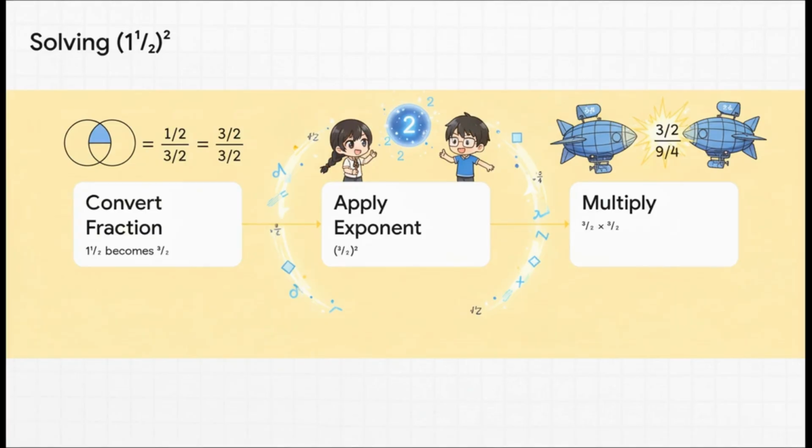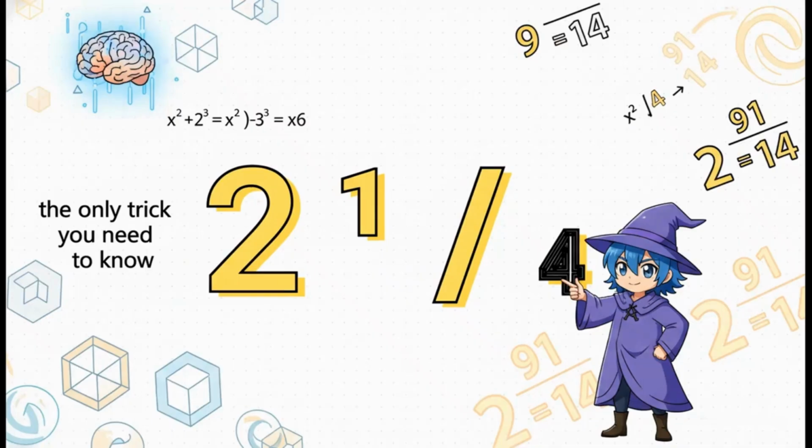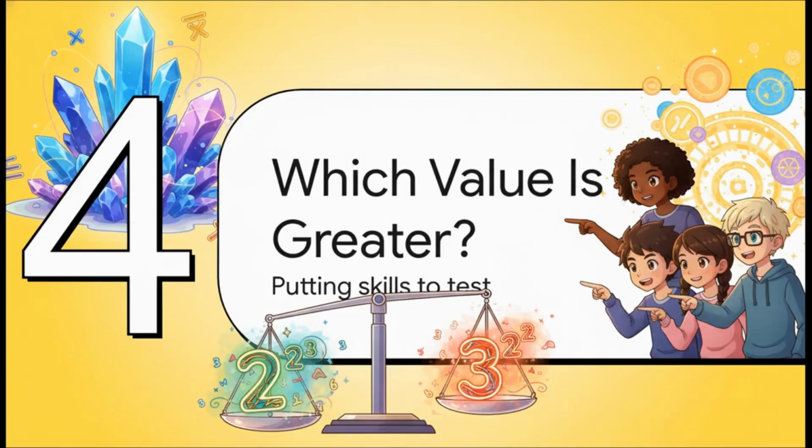Once you've done that, it's the same old process. 3/2 times 3/2. And that gives us 9/4. Or, if you want to turn it back into a mixed number, 2 1/4. See? That little conversion step at the beginning is the only trick to it. All right, you have totally cracked the code for solving these. Now, let's put those new skills to the test and use them to compare 2 different expressions to see which one's bigger. So, which one do you think is bigger?